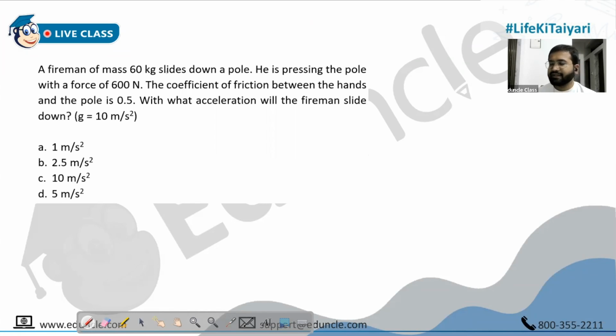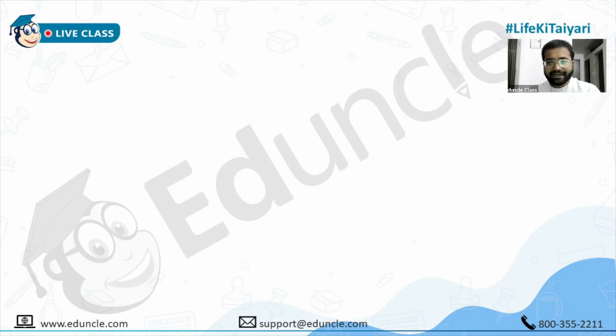With what acceleration does the fireman slide down? Now you need to imagine this situation. Tell me one thing. When the person is going to slide down the rope, if you will not press the pole, what will happen? You will free fall with gravity, no? Free fall. If you will not press, you will fall with gravity.